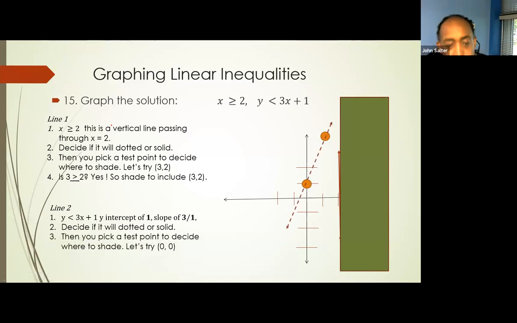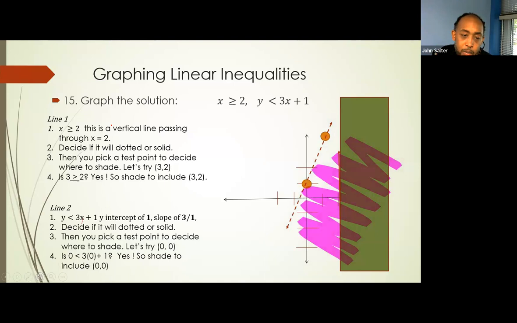Pick a test point to see which way to shade. So they pick (0, 0), which is here. It's underneath or less than my graph. So if I plug that in, 0 less than 3 times 0 plus 1, I get 0 less than 1, which is true. So I'm going to shade to include that point. So down there.